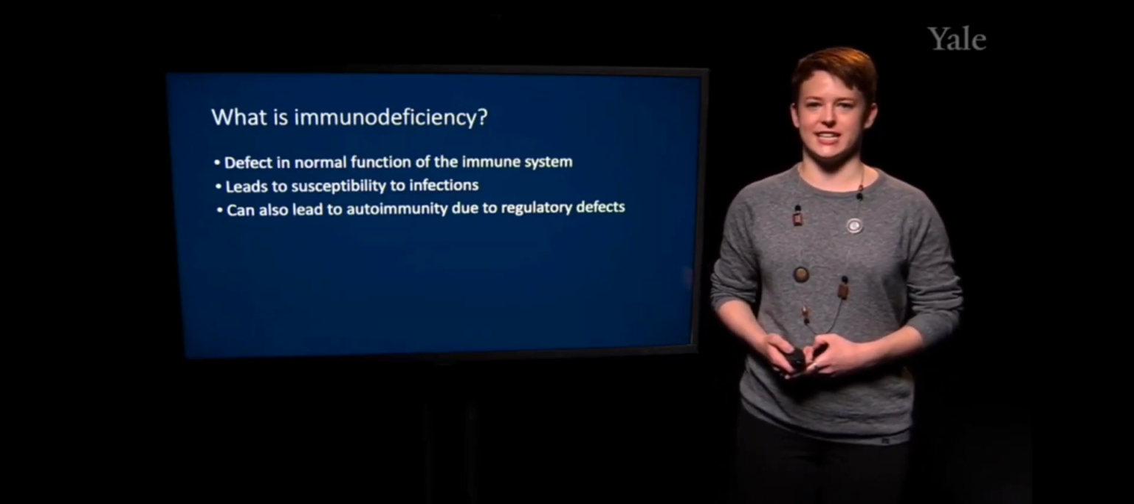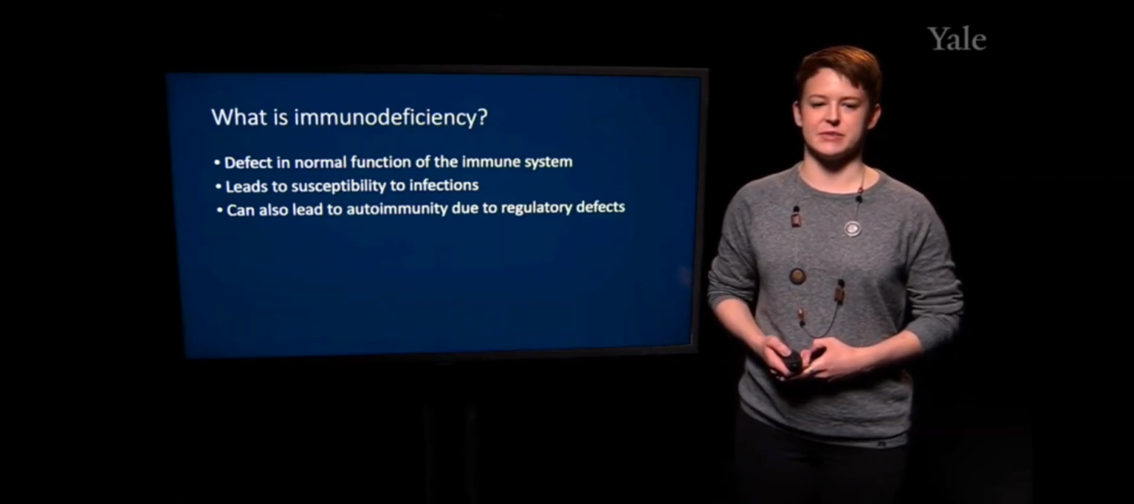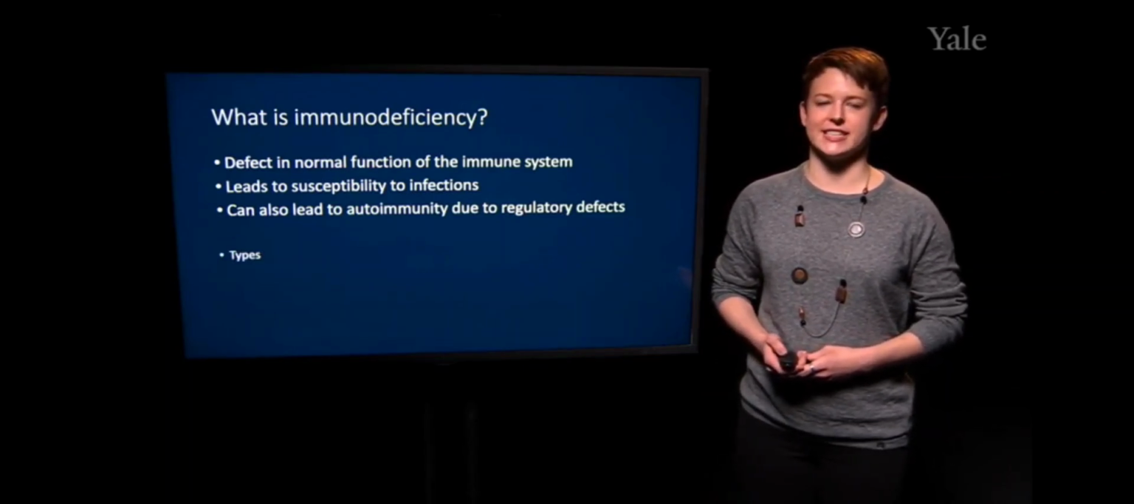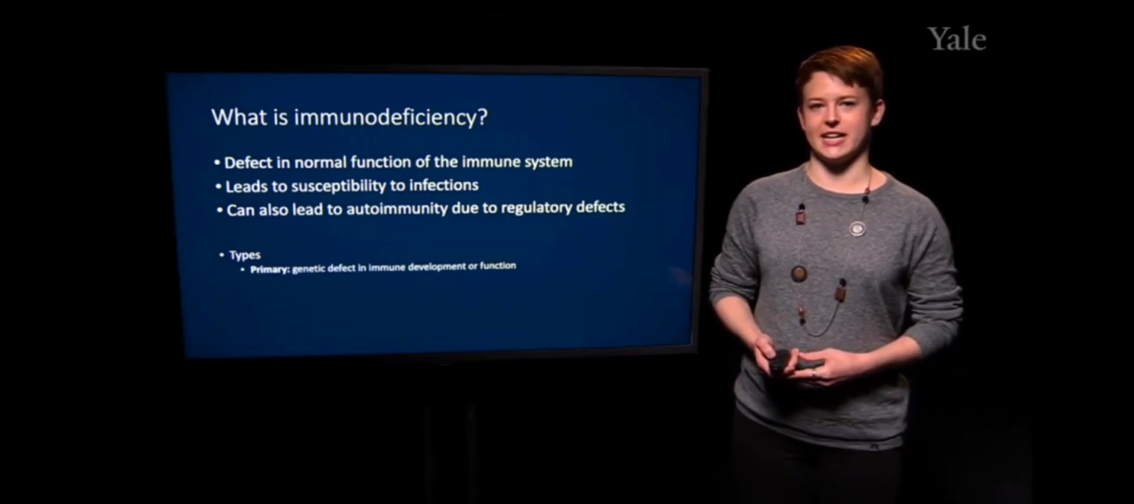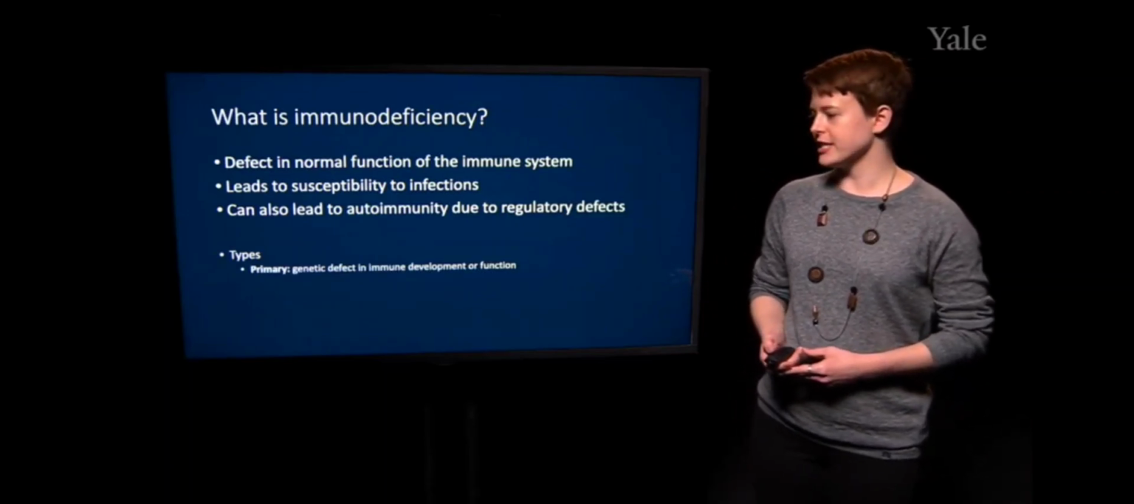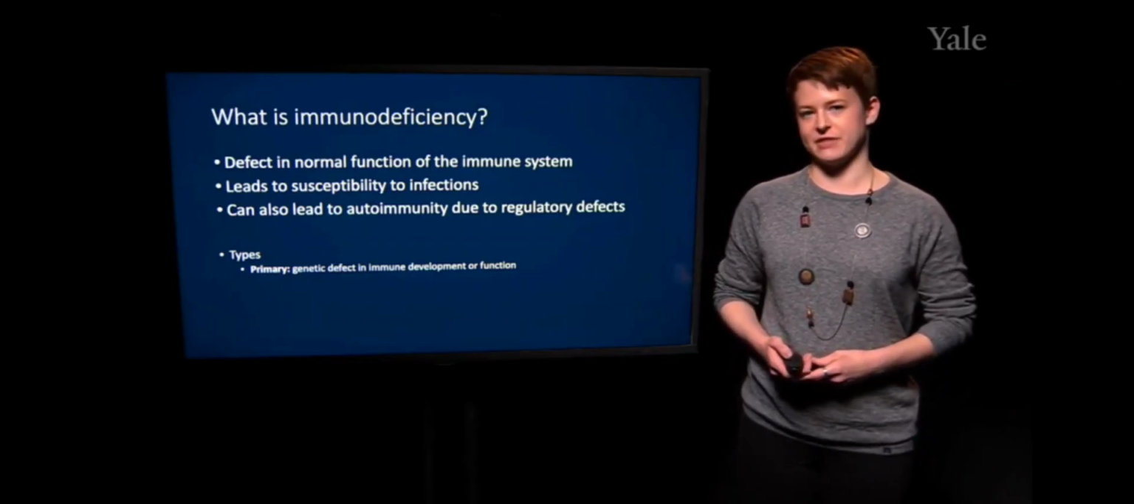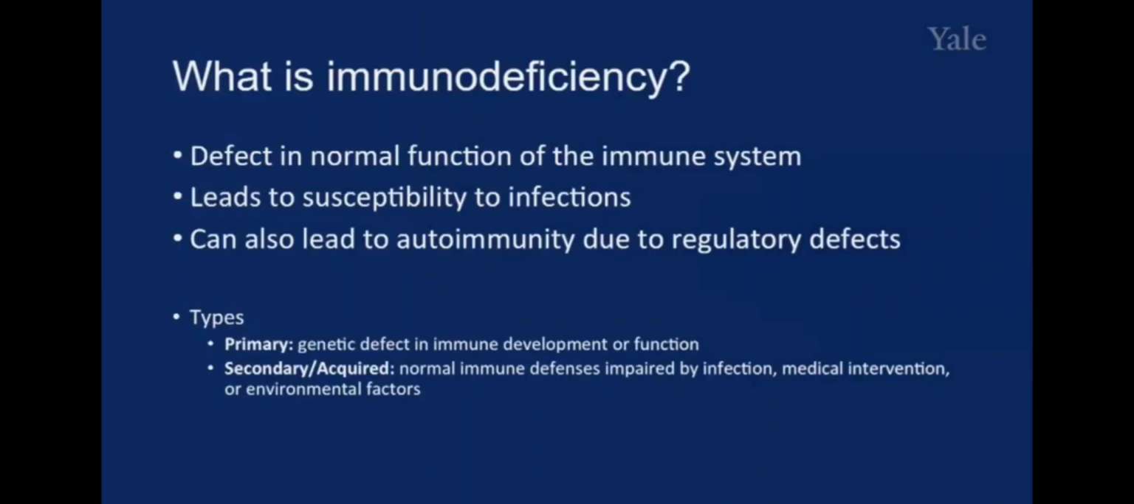The first is primary immunodeficiency, which is due to a genetic defect in a portion of the immune system. The second type is secondary or acquired immunodeficiency, and this is a non-genetic defect that is acquired during life that leads to susceptibility to infection.